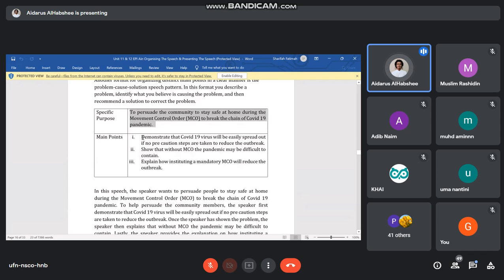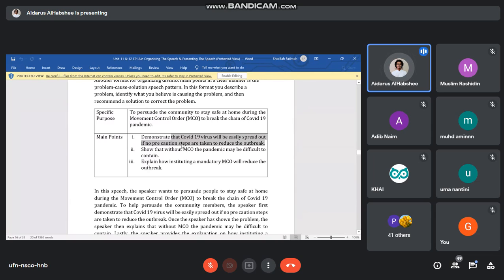Okay, so the main points, the first one, you describe the problem. Okay, so demonstrate that the COVID-19 virus will easily spread out if no precaution steps are taken to reduce the outbreak, which is what we call social distancing.